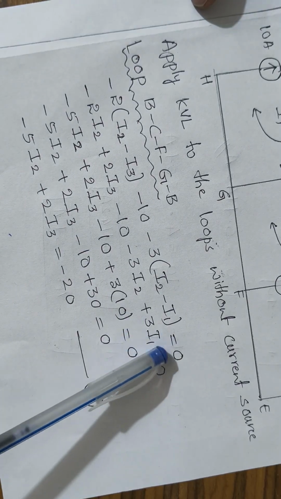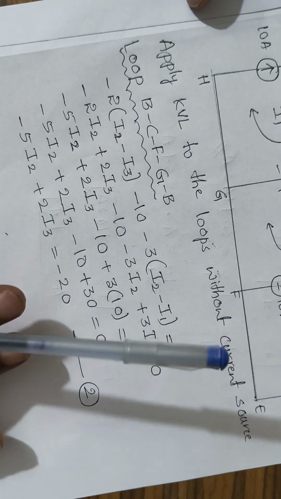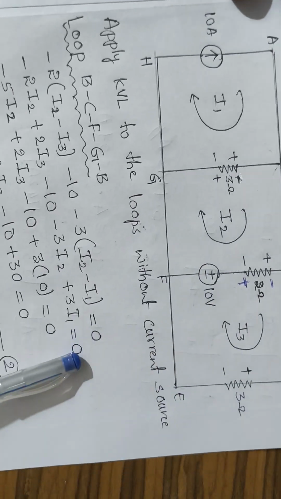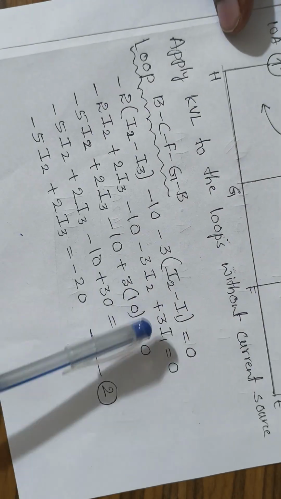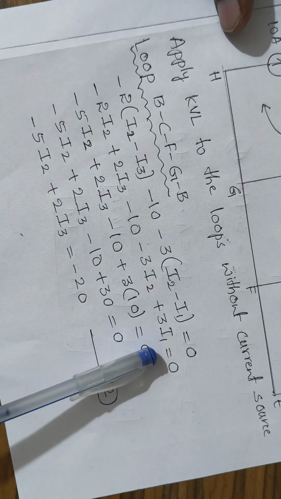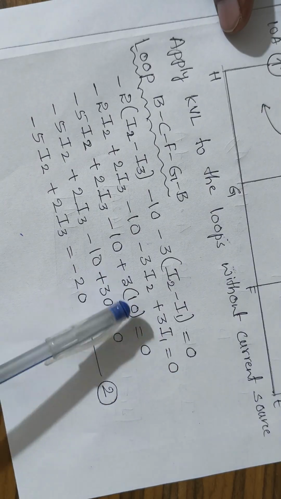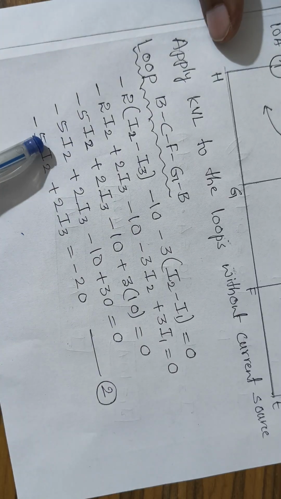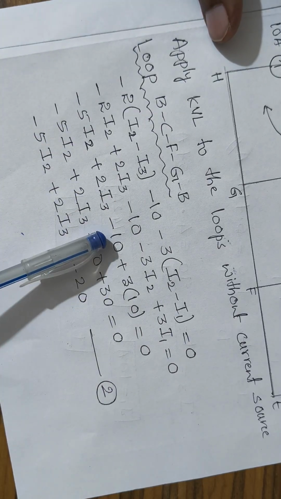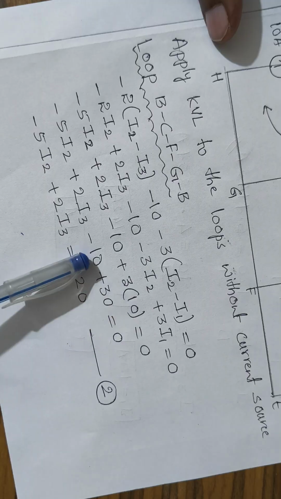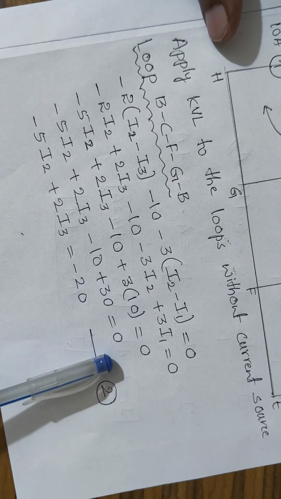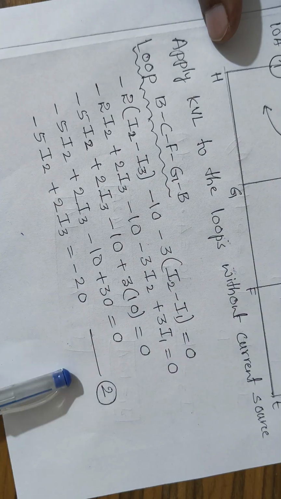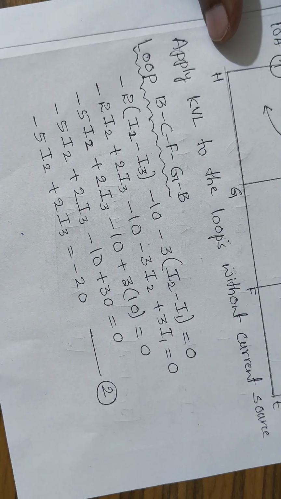We already got the value for I1 as 10 amperes here. I1 is 10 amperes. This value we will substitute here. That is 3 I1 is there, no? 3 into I1, 3 into 10 is equal to 0. Now this will be minus 5I2 plus 2I3 minus 10 plus 30 is plus 20, and we'll transpose this on the RHS side. So we'll get it as minus 20. So this is your equation number 2.